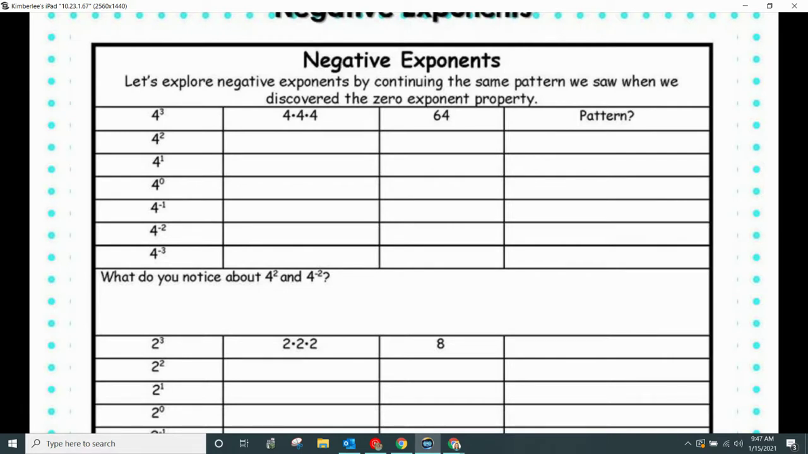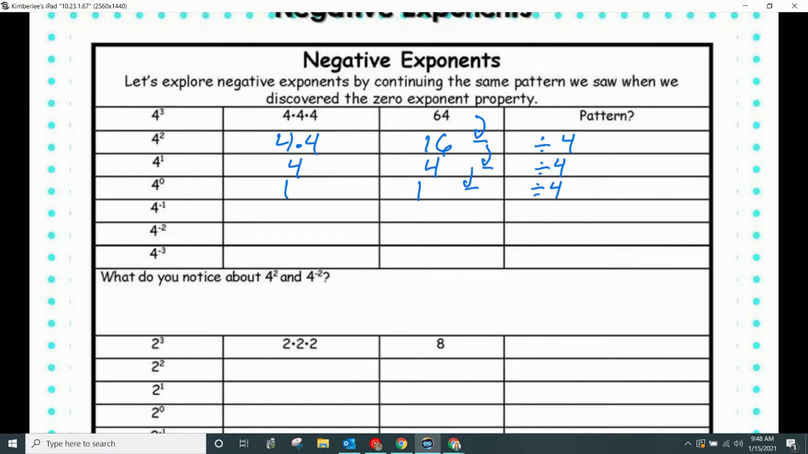So 4 cubed is 4 times 4 times 4, which is 64. 4 squared is 4 times 4, that's 16. 4 to the first power is just 4. And then we learned that 4 to the 0, or anything to the 0 power, equals 1, right? And we figured that out by following this pattern. To get from 64 to 16, you have to divide by 4. And then to get from 16 to 4, again, you divide by 4. And then 4 divided by 4 equals 1.